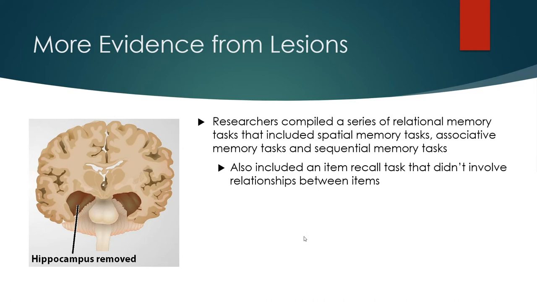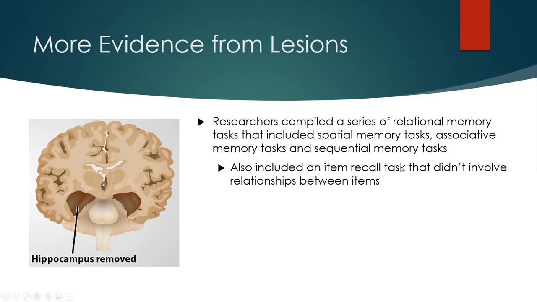We talked a little bit about them in that last learning and memory lecture, but they put together a lot of these relational memory tasks to test people that had been through these lesion surgeries. Relational memory tasks refer to the fact that they had to bind information together. They had to relate one thing to another thing. There were ones specific for spatial, ones that were associative, like remember that the apple and the basket belong together, and also some sequential ones, remember this pattern of information.